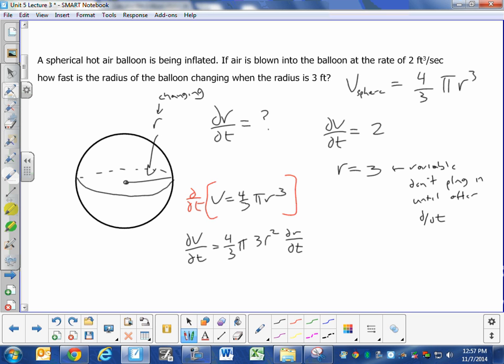Now I have all the information I need to find dr/dt. I have dV/dt is 2. I have r is 3. Then I solve just by dividing all that stuff.